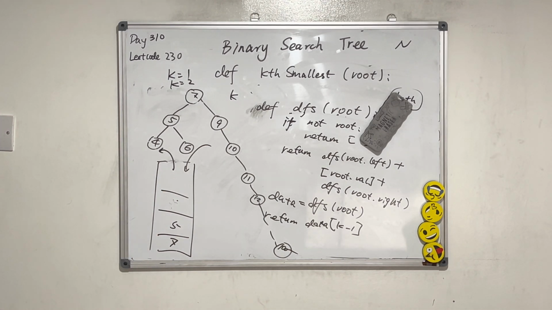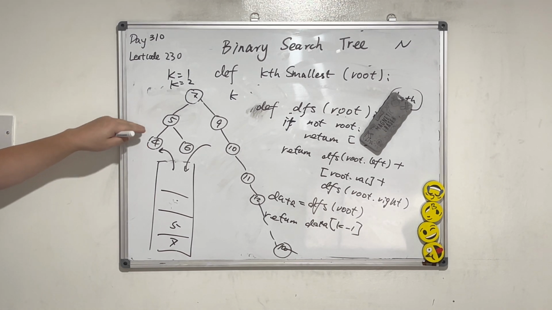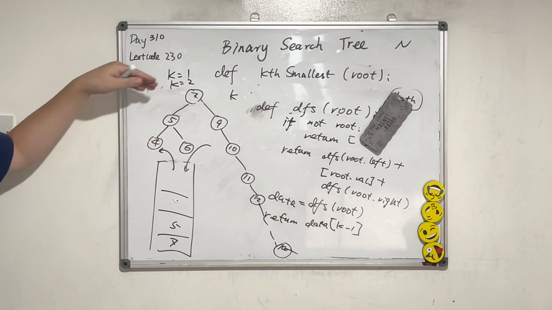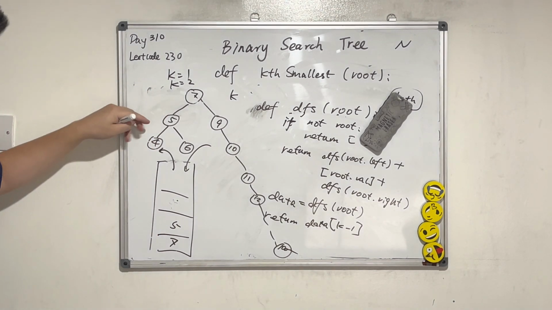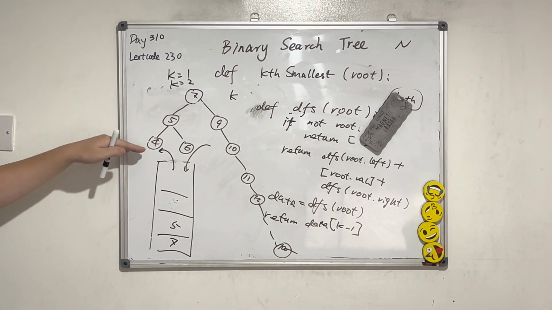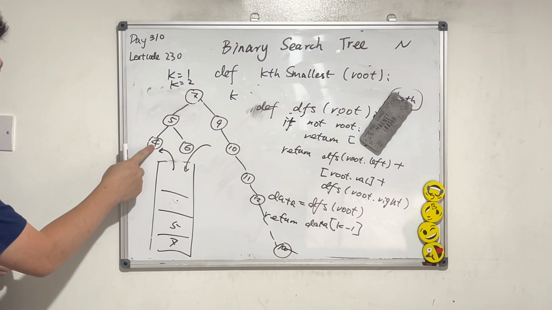If not, what? So we take this out. If not, then we take one out and we go to its right. Look, so we take a 4, and if there's no right, there's no right of 4, so we don't do it.